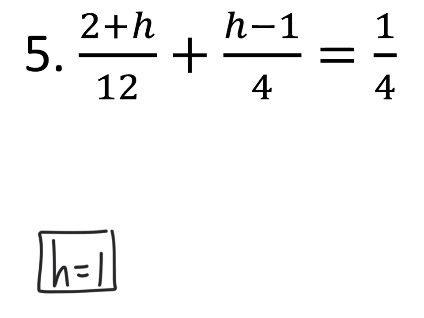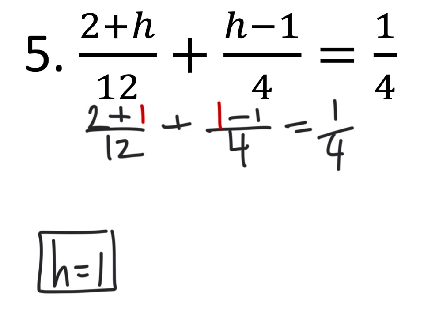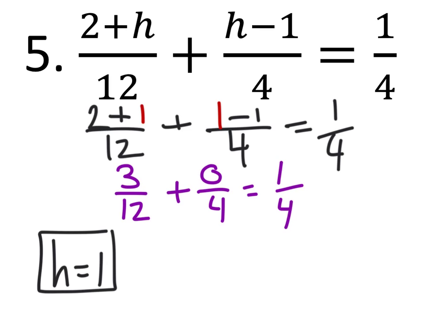Alright, so we're saying h is 1. Let's go and replace those h's. Alright, finally we can check this. So I replace those h's with those red ones. I've got 2 plus 1, which is going to give me 3/12, plus 1 minus 1 is 0/4. This should equal 1/4. And yes, since that's a 0/4, it's going to be a 0.